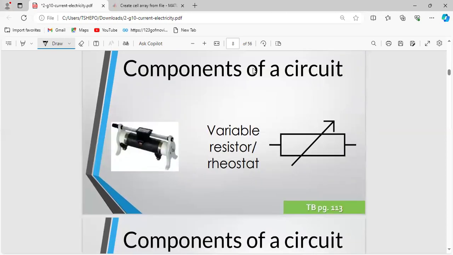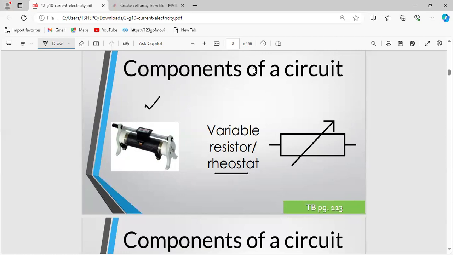Now here we have another component of the circuit, but most of the time we don't deal with this component, just so that you know. This component is different from a resistor. Don't confuse this component and a resistor. Remember, a resistor doesn't have this arrow. This is the real picture of how the rheostat actually looks. We can call it the variable resistor or rheostat. It also works like a resistor, by the way.